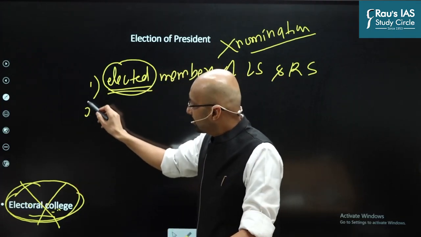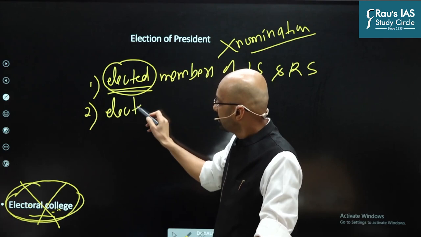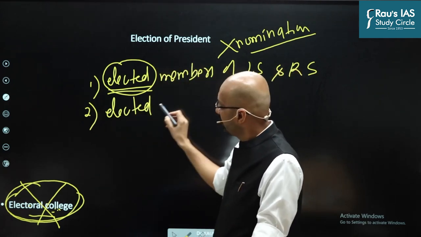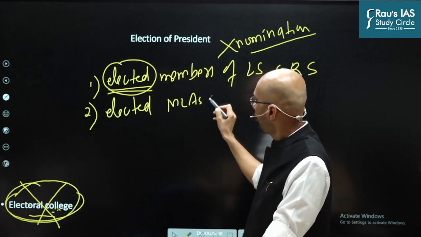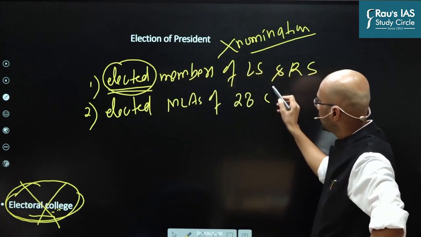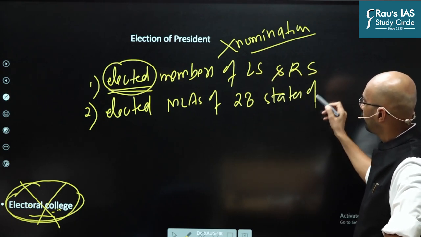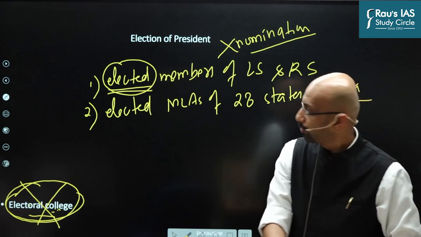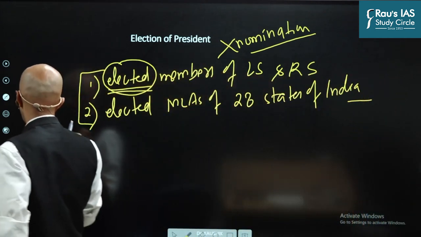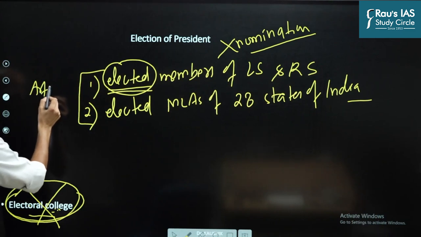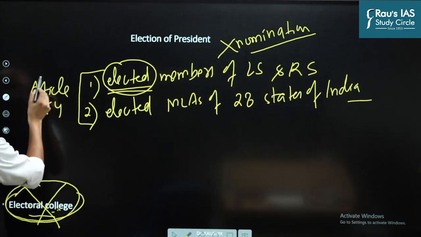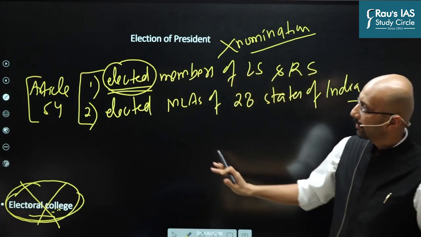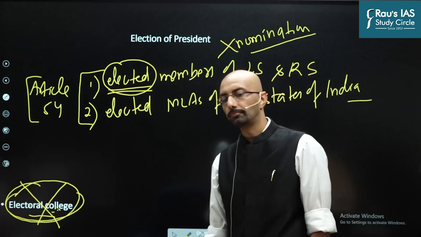Okay. Second is the elected members of all the legislative assemblies. So elected MLAs of 28 states of India. Now this electoral college, this definition we are discussing, is given in Article 54 of the Indian Constitution. This article tells us who are the electors in the election of the President of India.